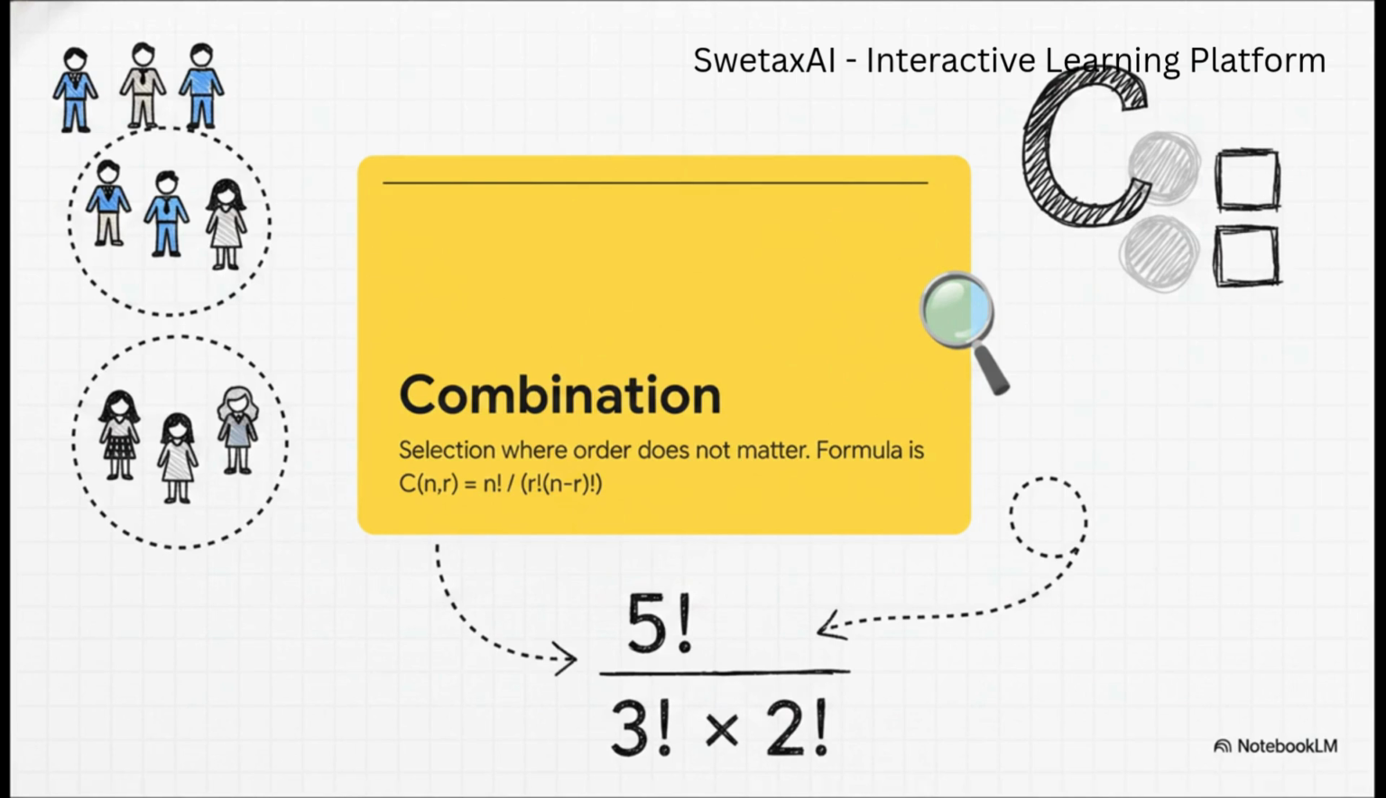For instance, if you just want to choose a group of 3 students from a total of 5, the order you pick them in doesn't matter. It's 5 factorial divided by the product of 3 factorial and 2 factorial. Work that out, and you get exactly 10 ways to form that specific group.